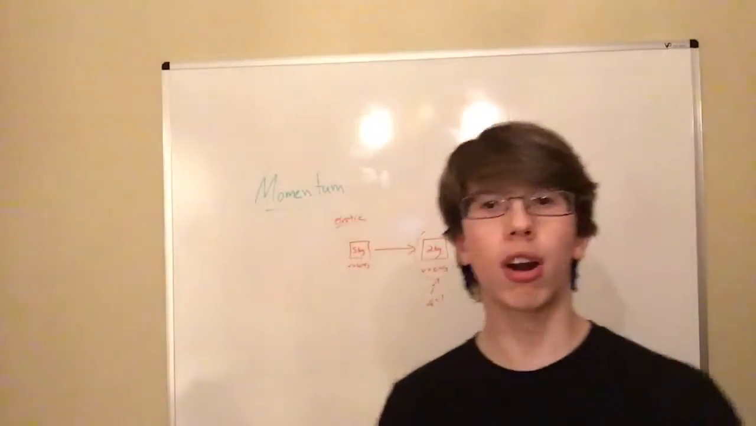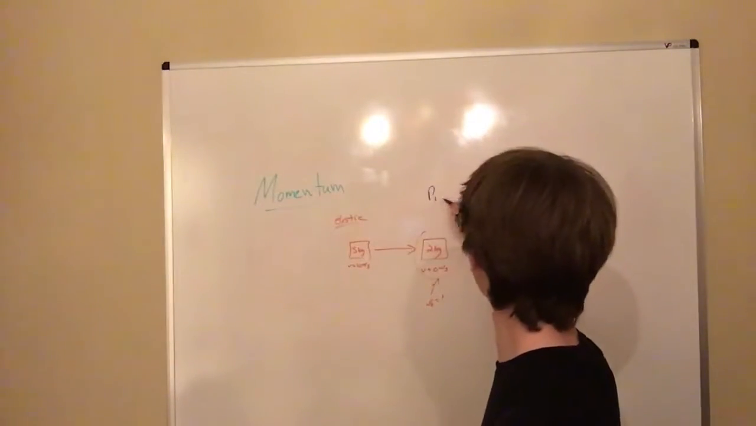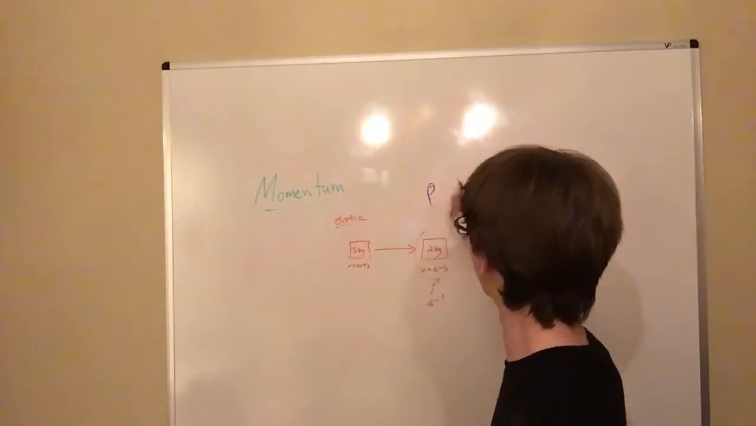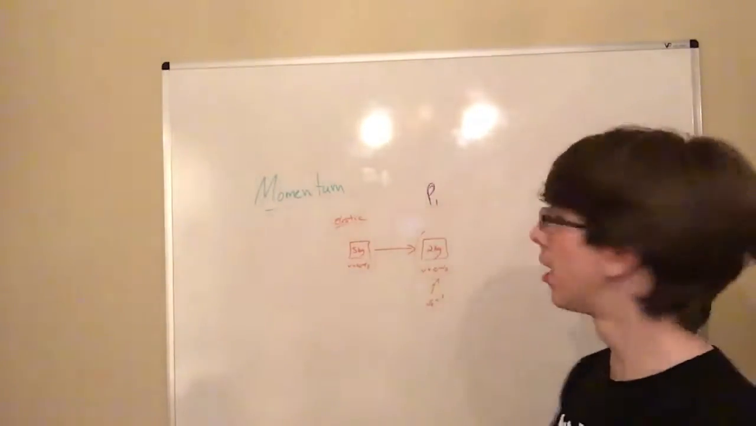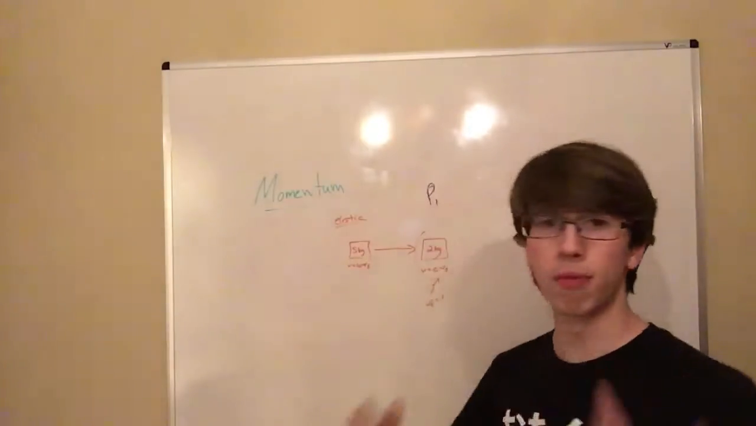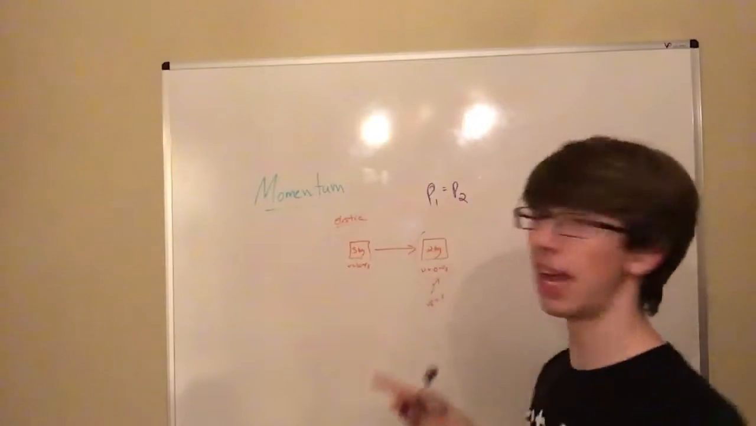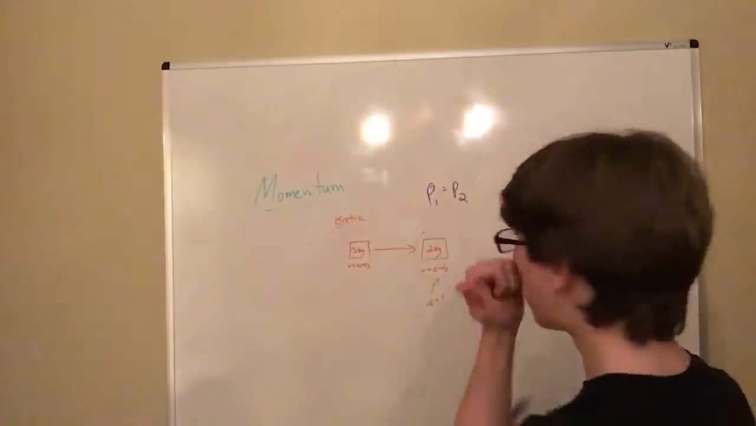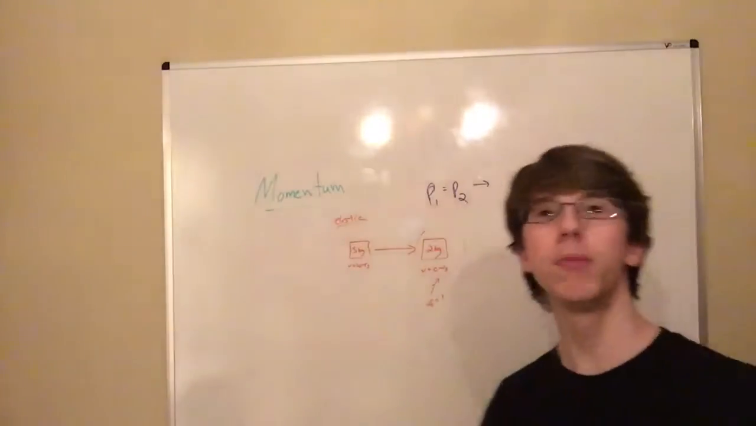To do that, we start off with the law of conservation of momentum, defined as P1, or the initial momentum before the collision, must be equal to the total momentum after the collision. P1 is equal to P2. And so we separate this. How many bodies do we have? We have 1, 2. We have 2 bodies here.